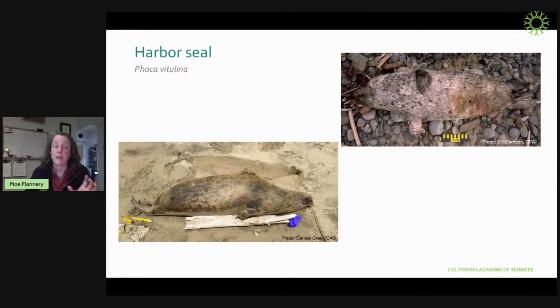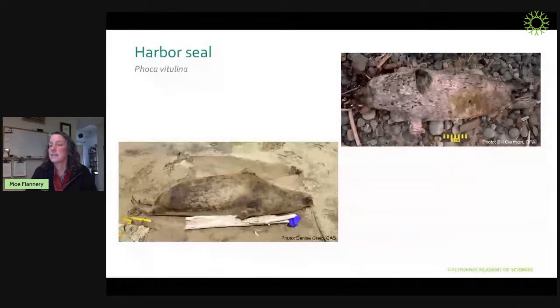You want to look for some other characteristics too, because sometimes there can be other species that have some scars or have variation in their coat, in their pelage, or have a disease of some kind that might look like spots where some of the fur has come off.